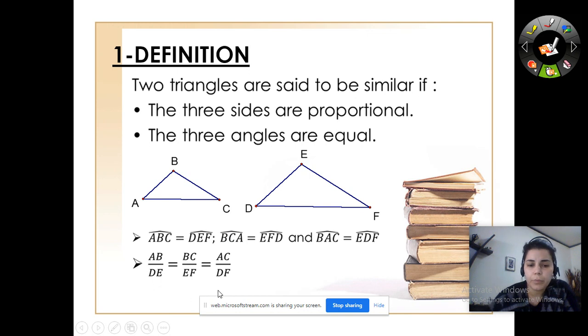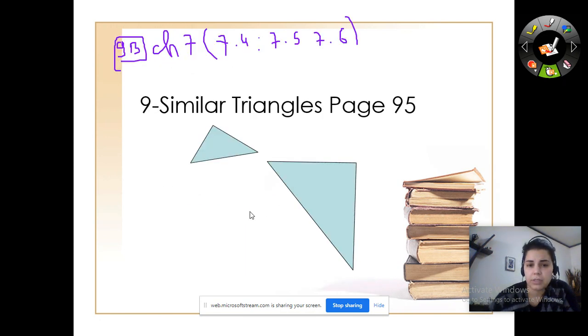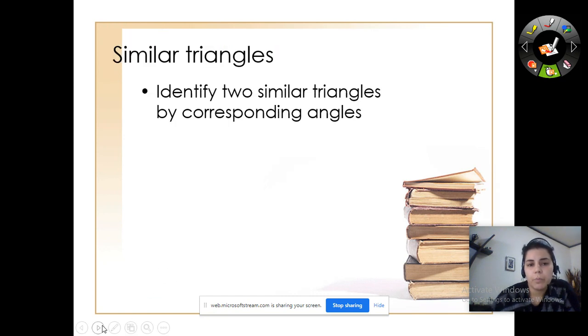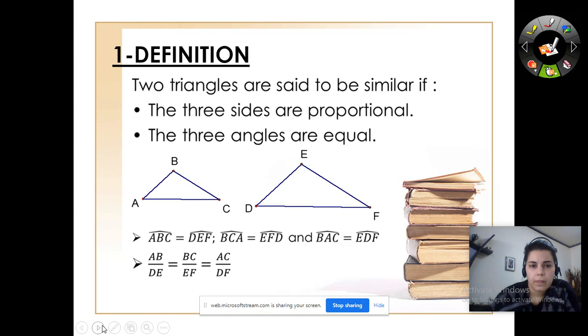How can I write the proportion ratio, AB over DE is equal to BC over EF? I will tell you how. If the side AB is proportional to DE, then AB over DE is equal to BC over EF is equal to AC over DF, and I have a trick also for how to write it. Now, to prove similar triangles, I don't need to prove all this. We need to prove only some of the parts. We will see what. So this is the definition.